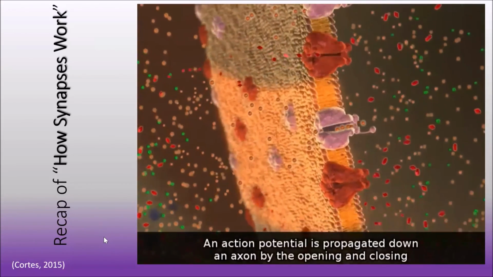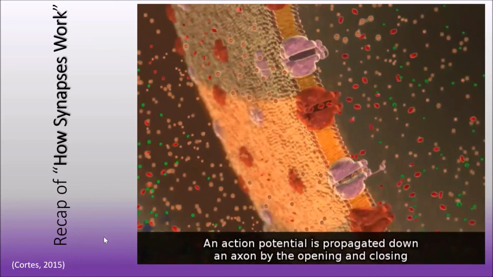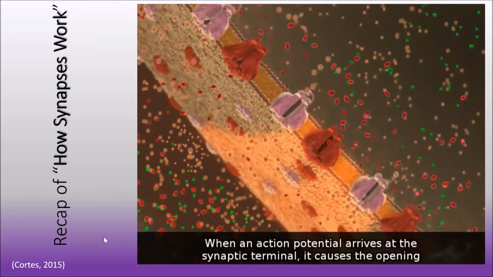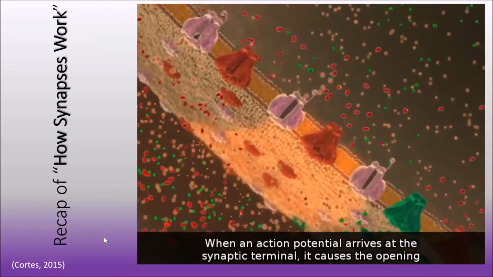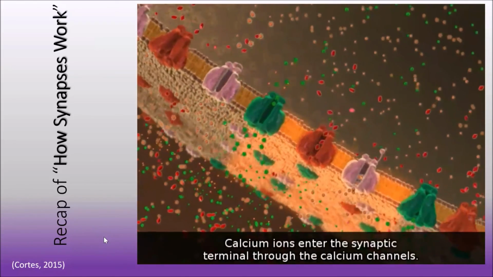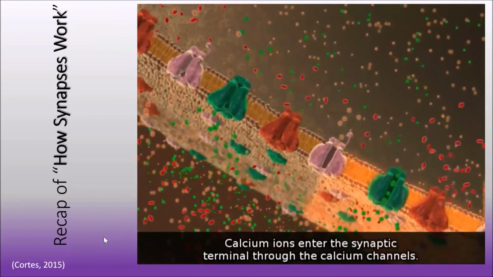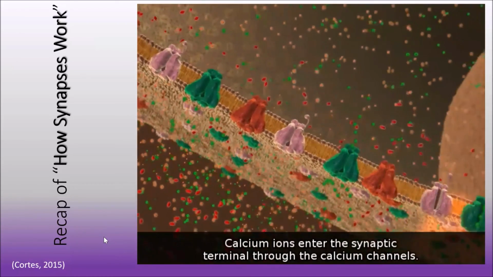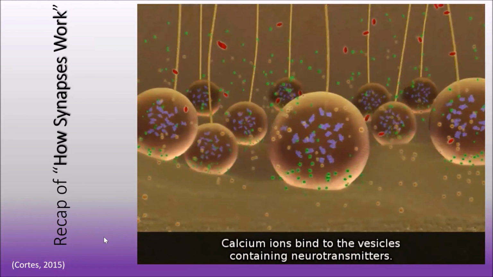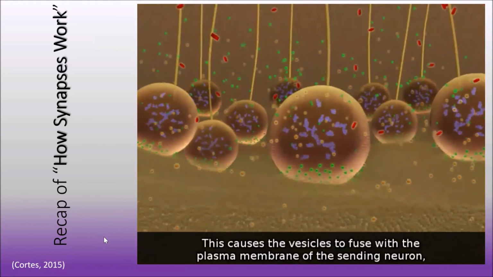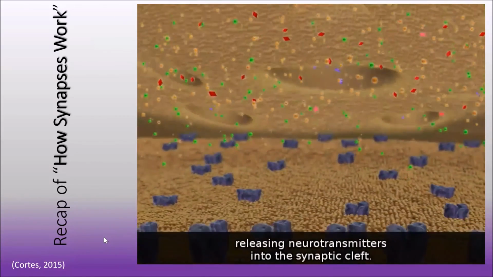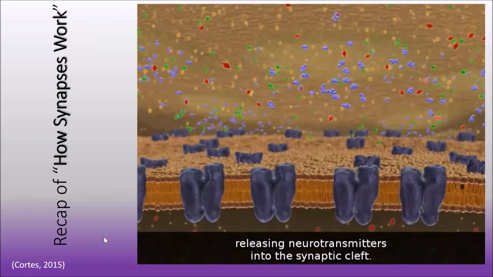An action potential is propagated down an axon by the opening and closing of sodium and potassium channels. When an action potential arrives at the synaptic terminal, it causes the opening of calcium channels, shown in green. Calcium ions enter the synaptic terminal through the calcium channels and bind to the vesicles containing neurotransmitters. This causes the vesicles to fuse with the plasma membrane of the sending neuron, releasing neurotransmitters into the synaptic cleft.